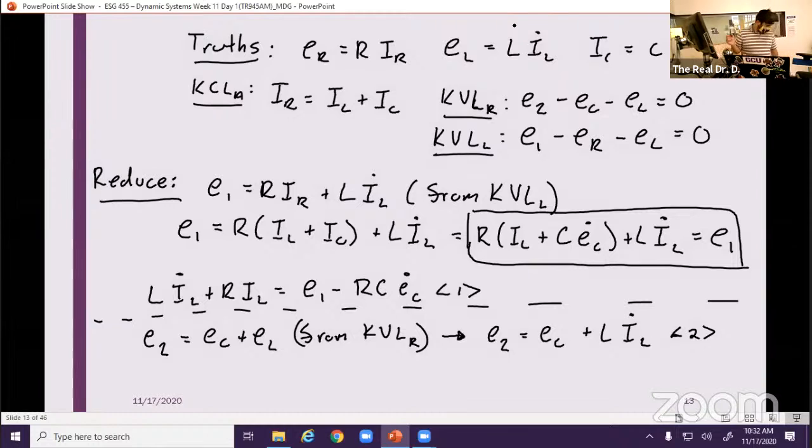So let's rewrite these equations, right? So I've got L I dot L plus R I sub L is equal to E1 plus C E dot C, which we called equation 1. And I've got E2 is equal to EC plus L I dot L, which we're calling equation 2.